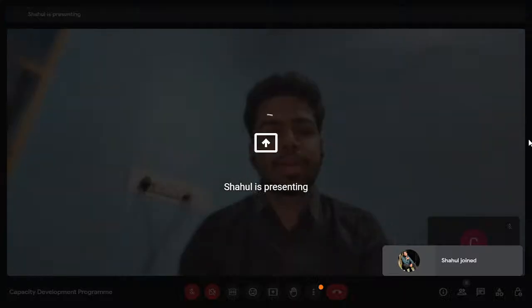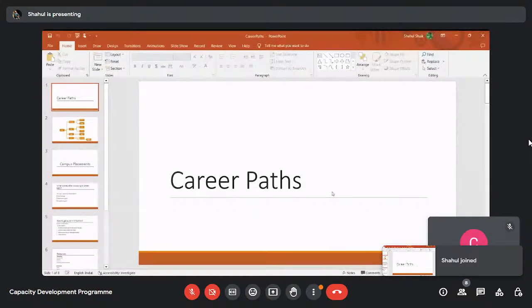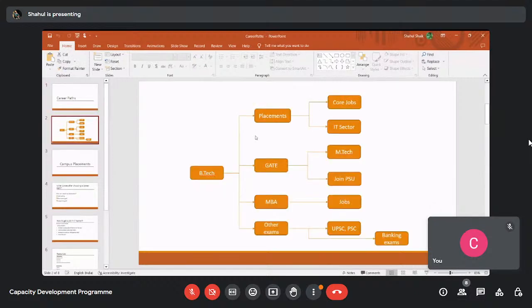Now we will talk about the guidance part. For now, let's check out the career paths which you can choose after completing the BTech in EC. I have made a flowchart to show the different fields that you can pursue after completing your BTech in EC.